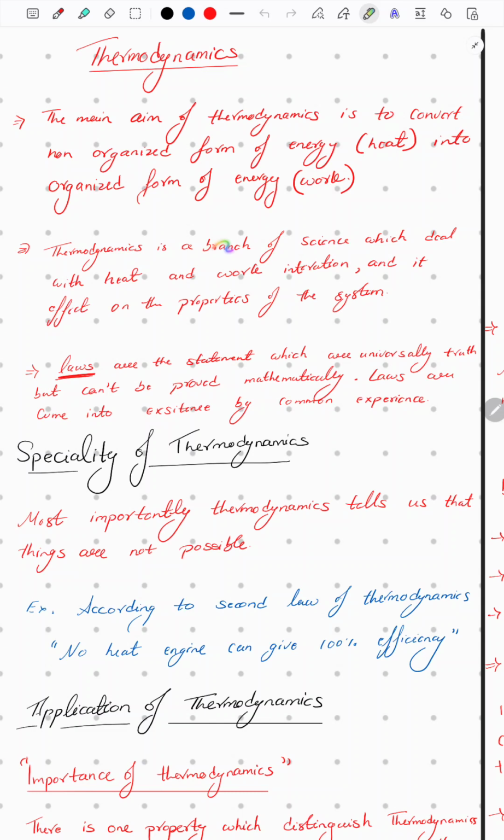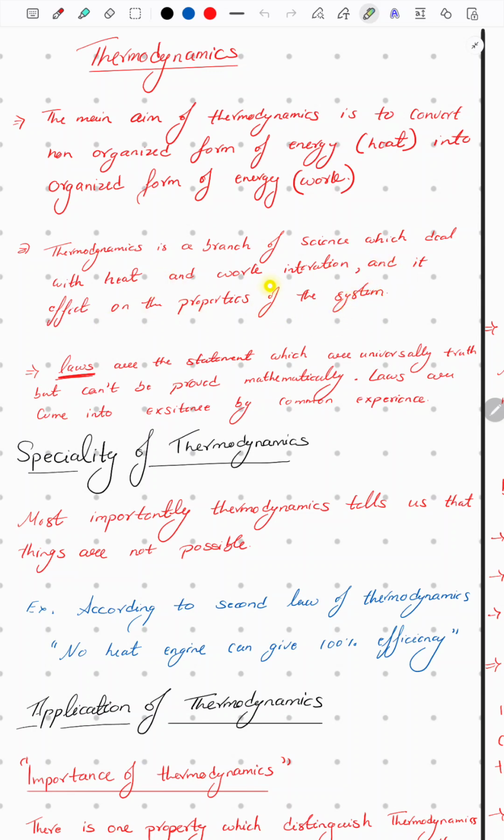Let's move further. Thermodynamics is a branch of science which deals with heat and work interaction. So thermodynamics works with heat and work interaction, and it affects the properties of the system. Okay, so thermodynamics is a branch of science which deals with the heat and work interactions, and it affects the properties of the system.